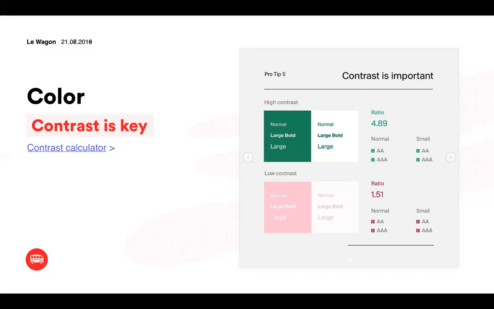There is a contrast calculator if you're not sure if it generates a good contrast. It indicates the ratio and tells you that's a good one, or that it's actually recommended to increase the contrast.